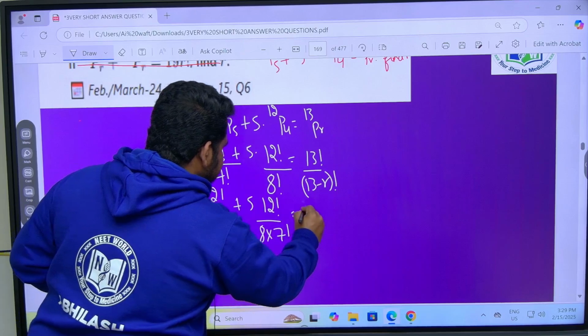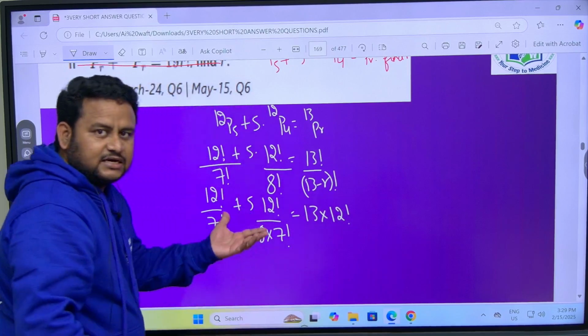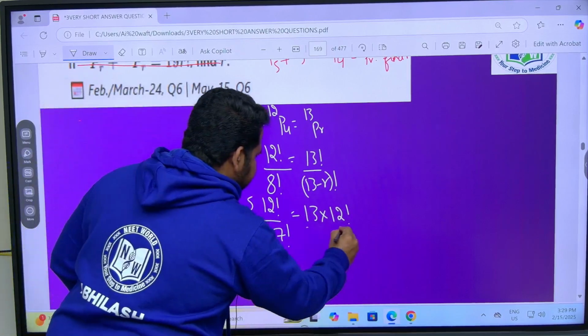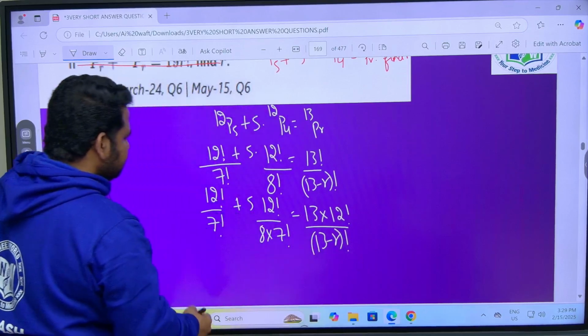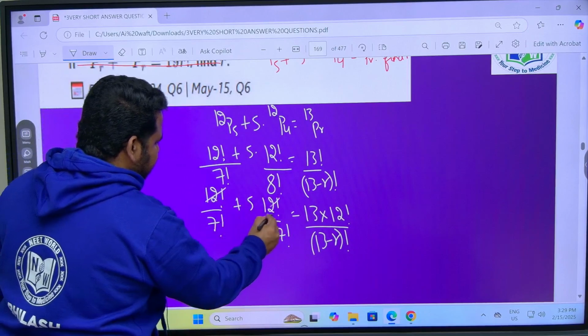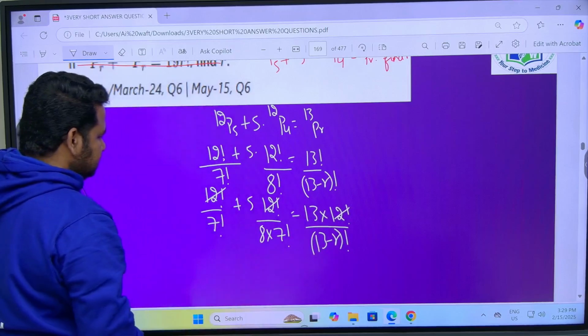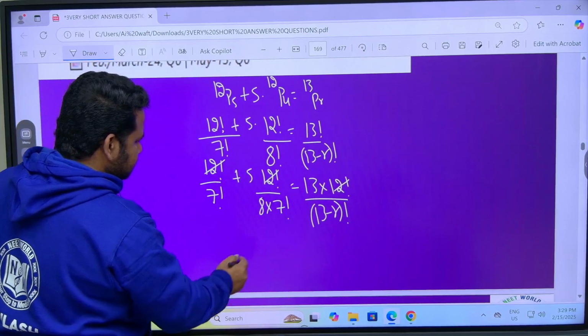This I can write as 13 into 12 factorial. 13 factorial I can write as 13 into 12 factorial divided by 13 minus r factorial. Got it, friends? So wherever 12 factorial is there, I can cancel it. So this is 12 factorial, this is 12 factorial, this is 12 factorial, I can cancel. Now what can I do? Here 7 factorial is there, here 7 factorial is there, so I can take it common.